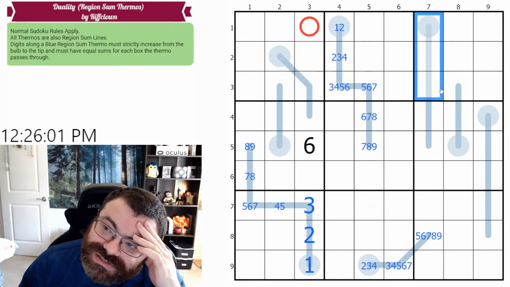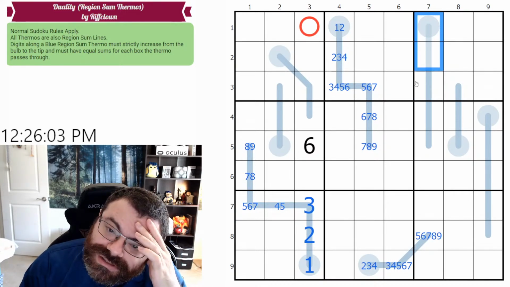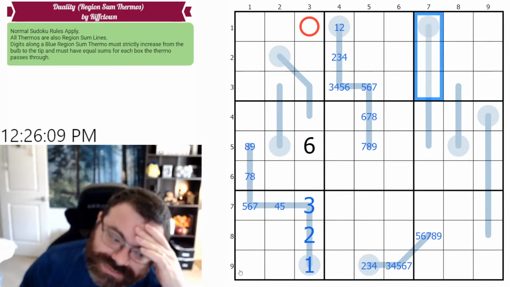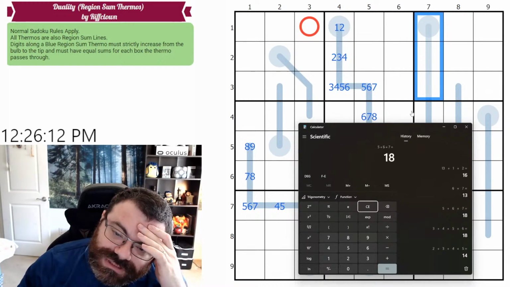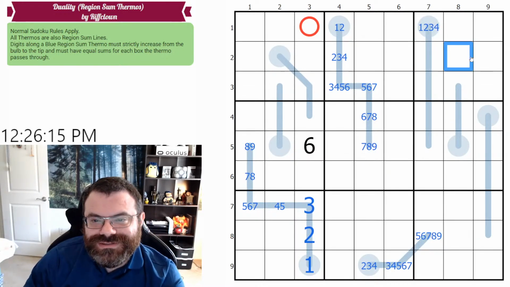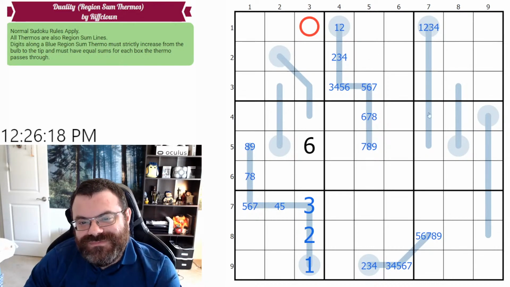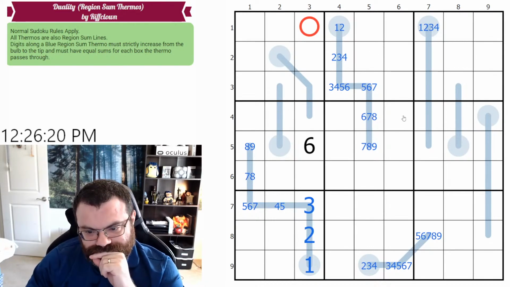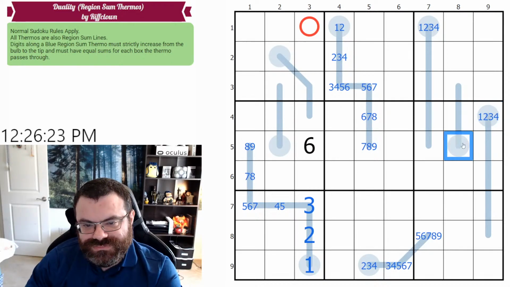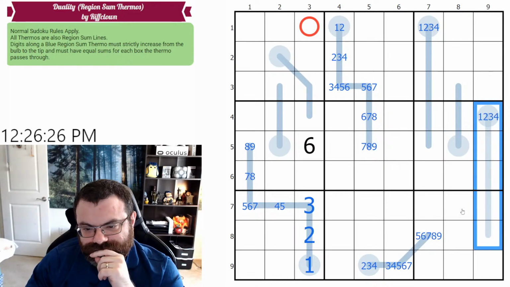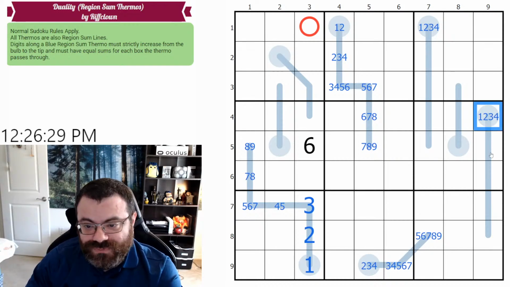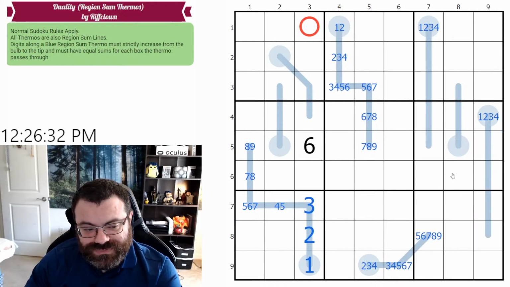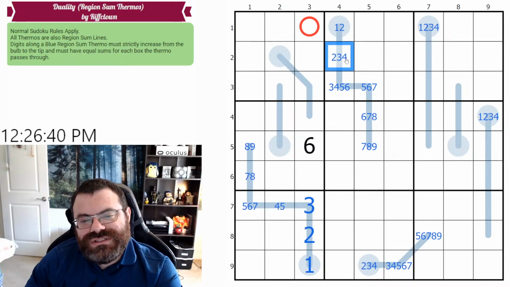4, 5, 6 adds to 15. 5, 6, 7 adds to 18. That's too high. Yeah, so this is 1. This is 1 through 4. Just can't be 5. Same thing here. We could do 4, 6, 7, 8, 9. Can't be 2 for the sum to work.